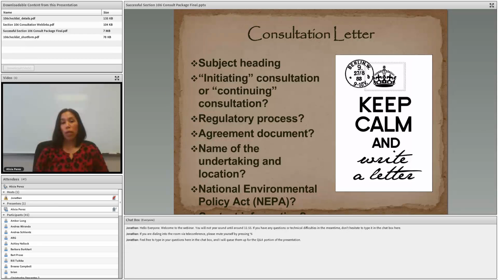Also want to make sure that you not only indicate the name of the undertaking, but also the location. Where is the undertaking occurring? County, city, that type of thing. You also want to indicate whether or not you're using the NEPA, the National Environmental Policy Act process for Section 106 purposes. And lastly, you also want to indicate contact information. So who would you like for us to address our response letter to?